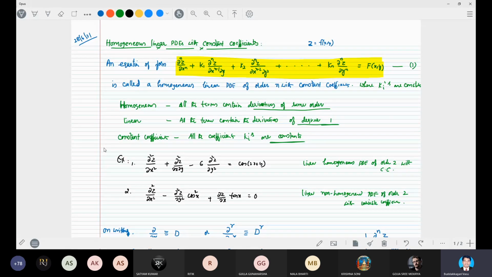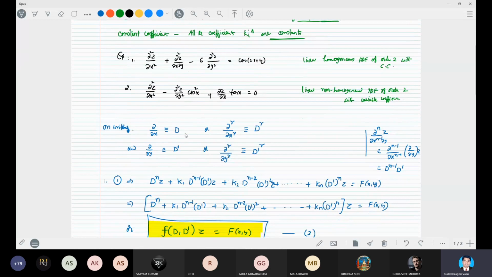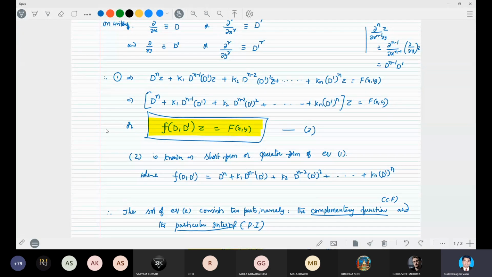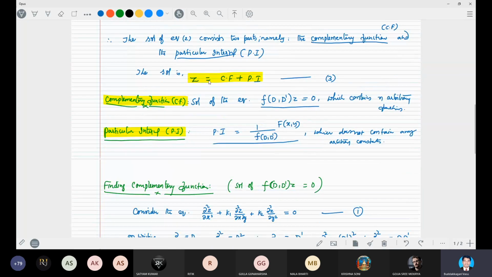So in the last class, we have seen the higher order PDEs, their solution methodology, and the classification of the higher order homogeneous linear constant coefficient PDEs. We wrote them in symbolical or operator form using the operators capital D and D dash. The solution is defined by complementary function plus particular integral.